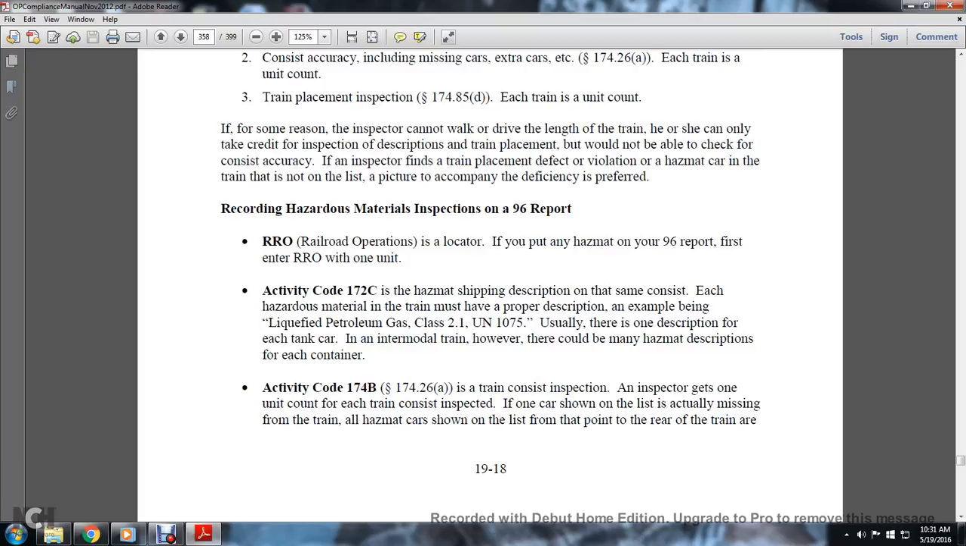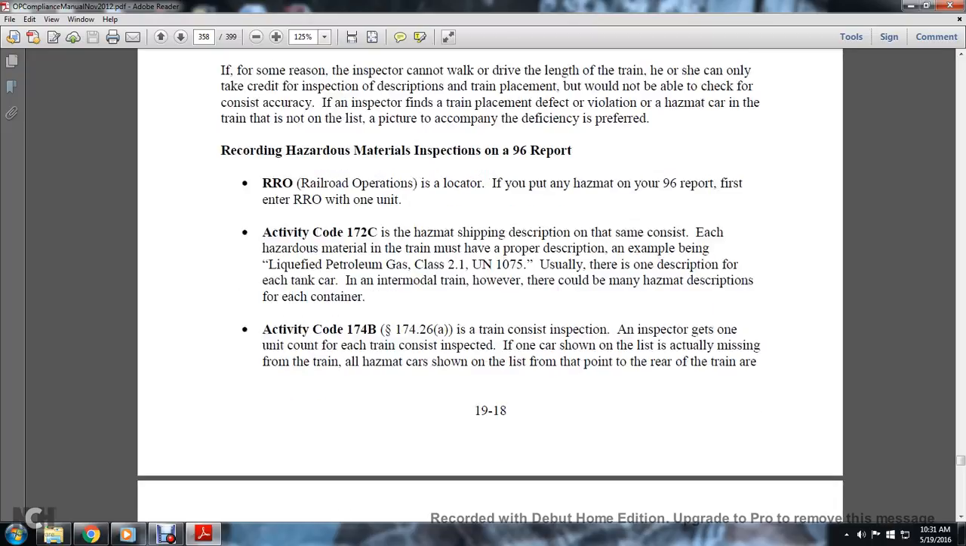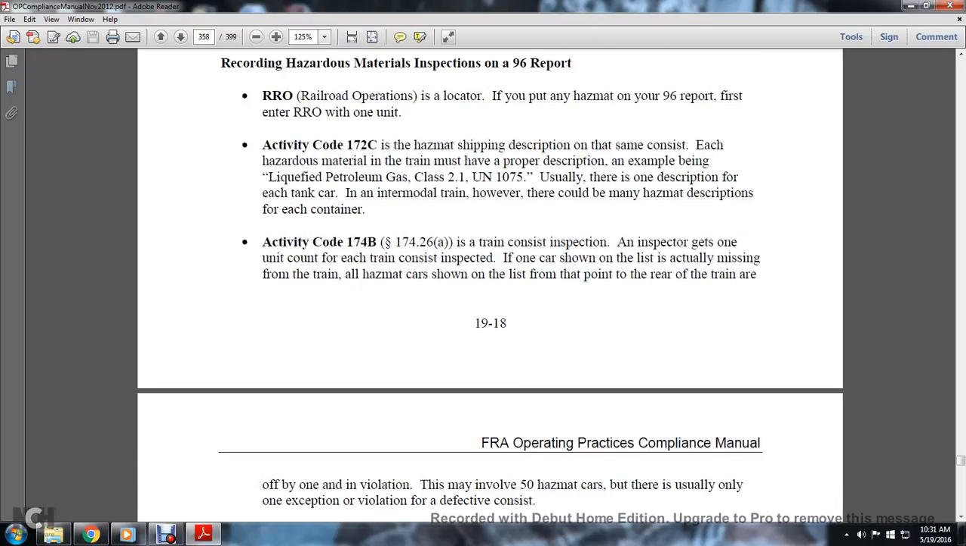An example is liquefied petroleum gas, class 2.1, UN 1075. Usually the description is of each of the tank and intermodal train, however that could be the hazmat description of each of the container. Activity code 174B, statute 174.26a. The transit consistent inspection: the inspector gets one of the units of each train consisting inspected.